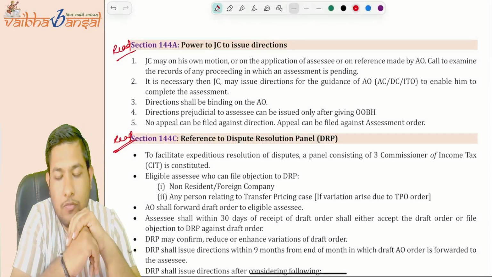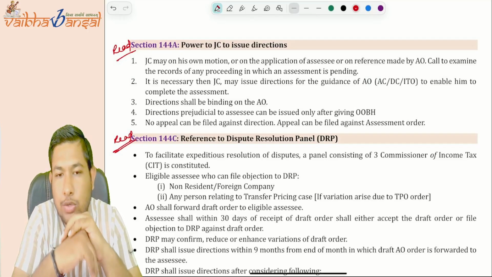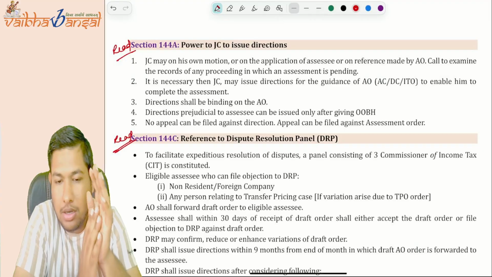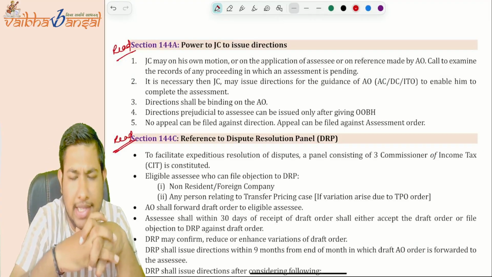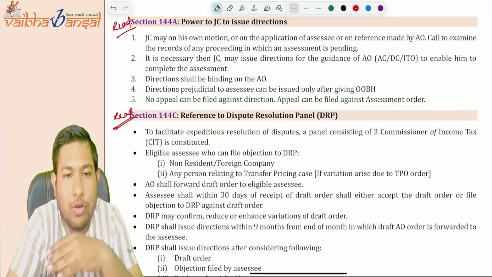Yes, everyone, welcome back from the break. Just let me know whether you came back from the break or not. And then we will be starting with these two sections, 144A and 144C.